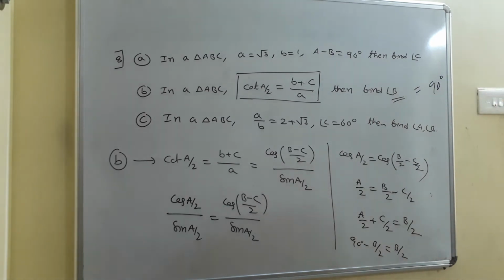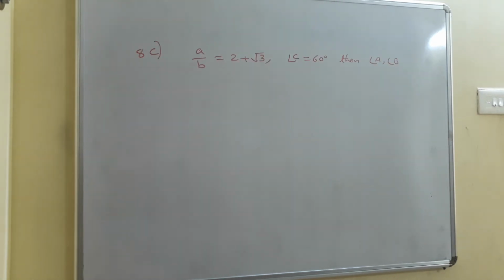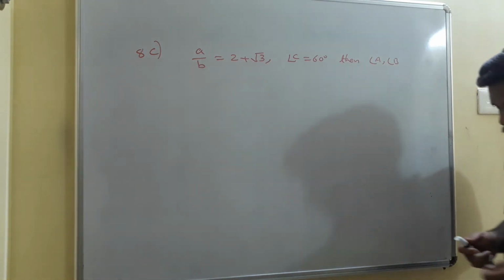So there ends the second problem. And now you just try the third one for a minute. A by B is given as 2 plus root 3 and C is given as 60, and angle A, angle B we need to find.